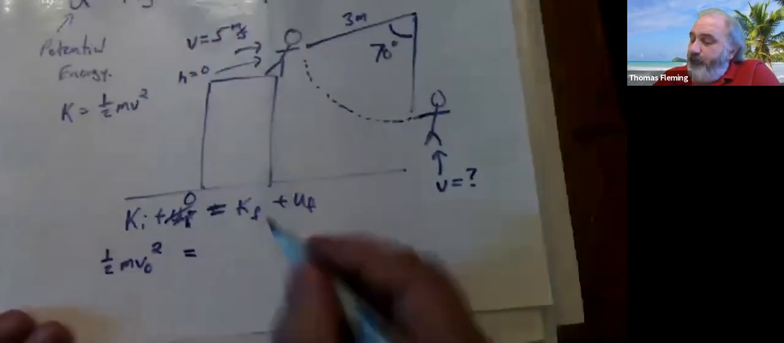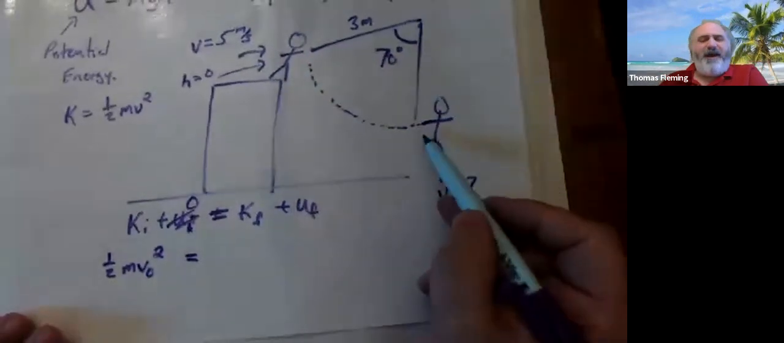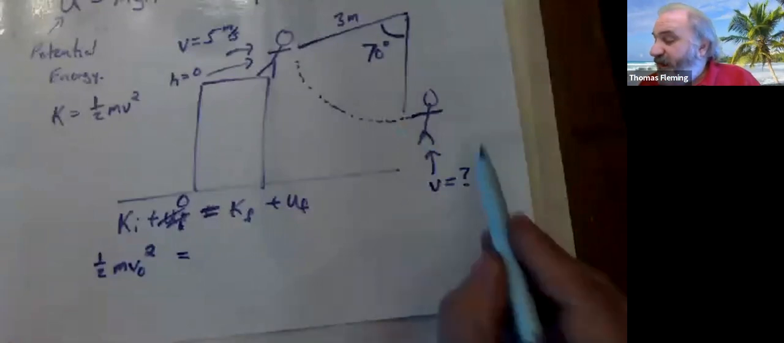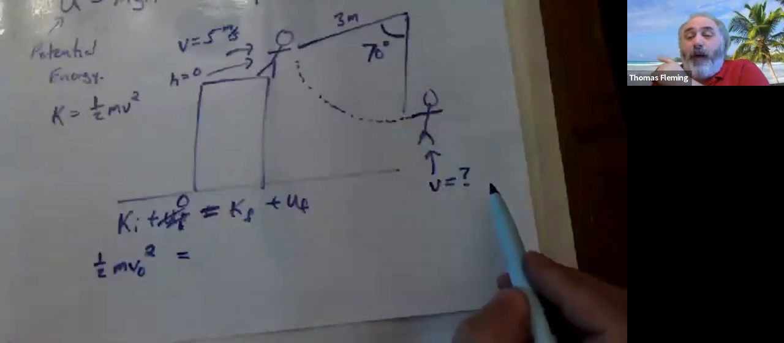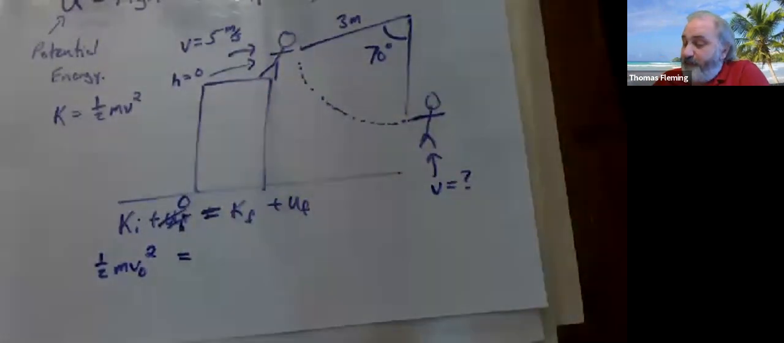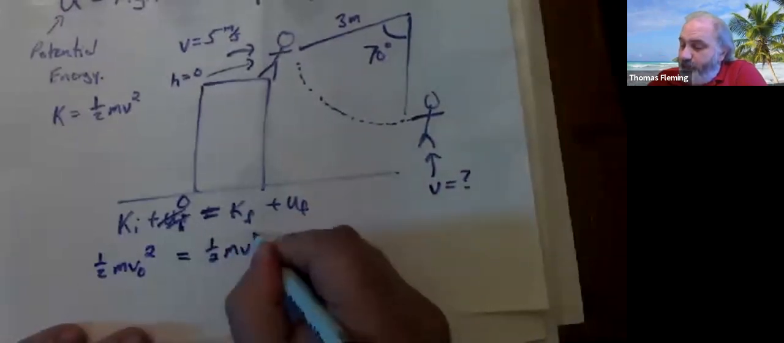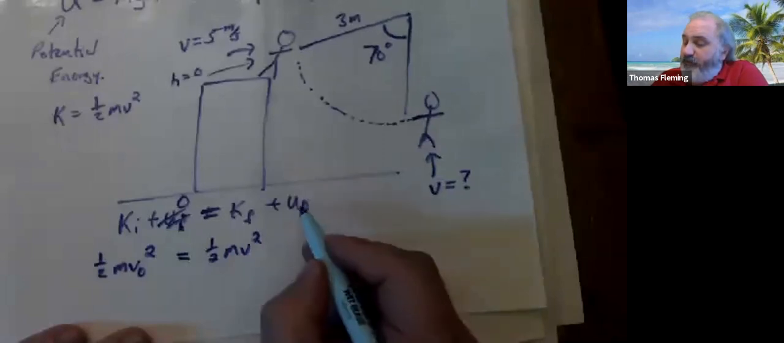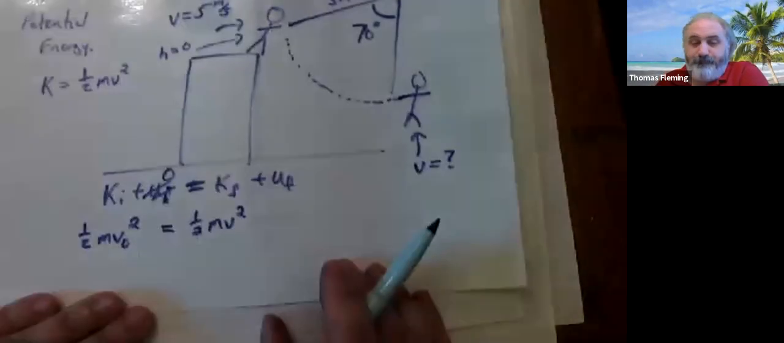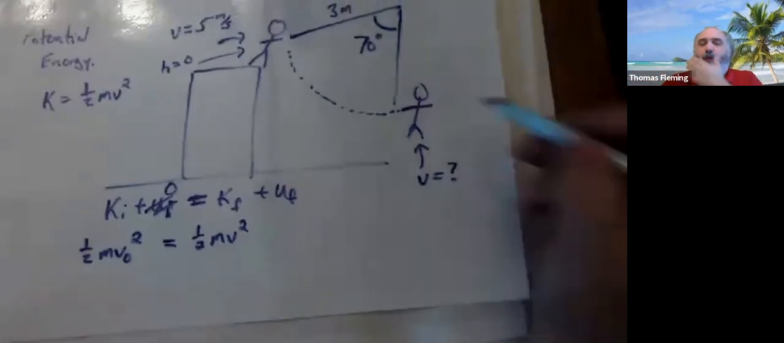Now, when I get to K final, he will have swung down some distance, and he'll be picking up speed the entire way down. So when he gets down here, he's going to have some final velocity. It will probably be faster than the 5 meters per second that he started with, but I'm not sure how much faster. So we're going to have to solve for that. When it comes to U final, we're going to go back and use mgh, except now I've got to know what height this guy is at. And this is what's going to make things tricky.